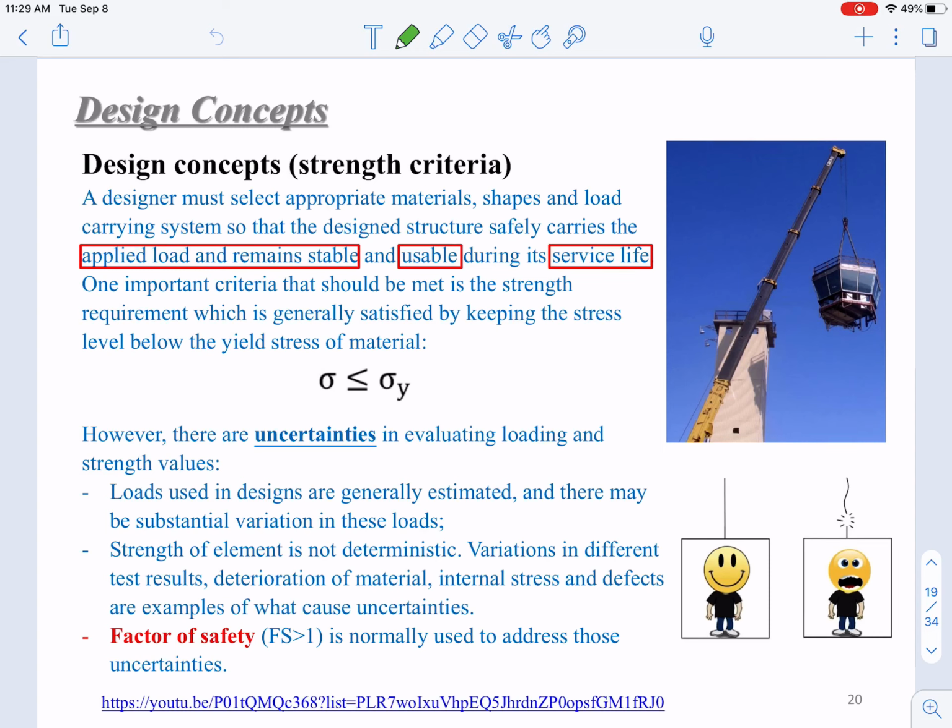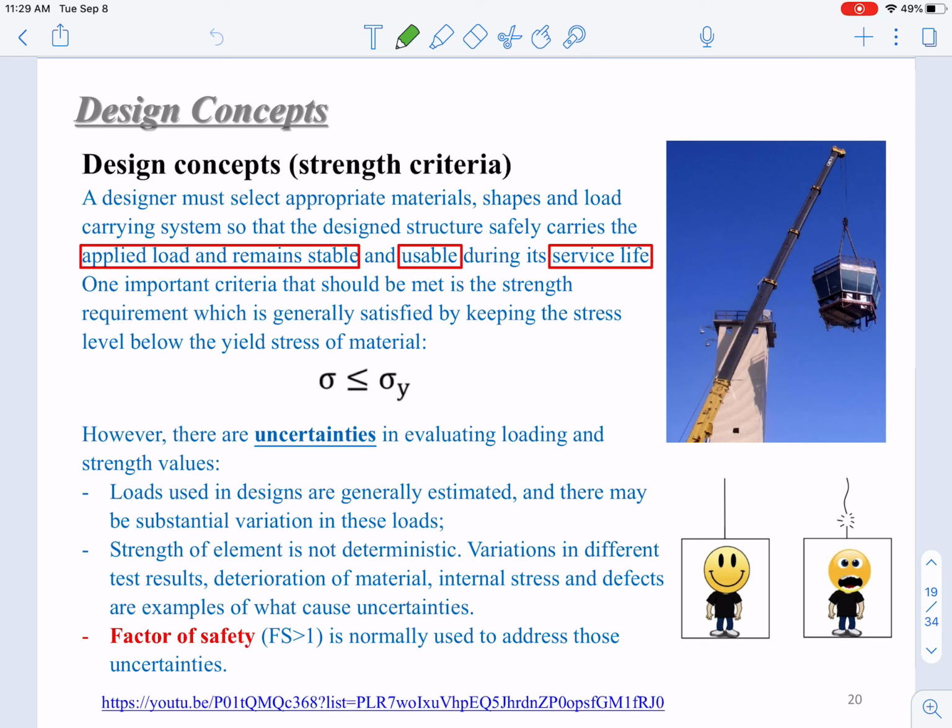Design concepts. So what is design? Why do we need to do design? As an engineer, you will need to select the appropriate materials, shapes, and load carrying system or structures so that the designed structure safely carries the applied load and remains stable and usable during its service life.